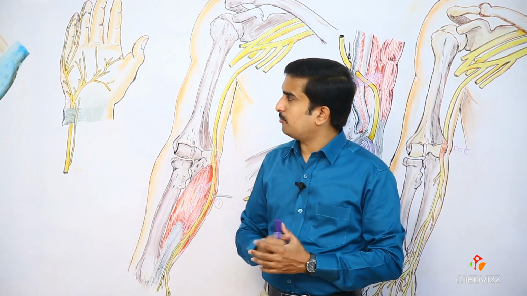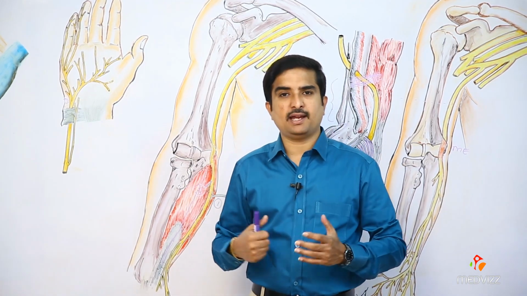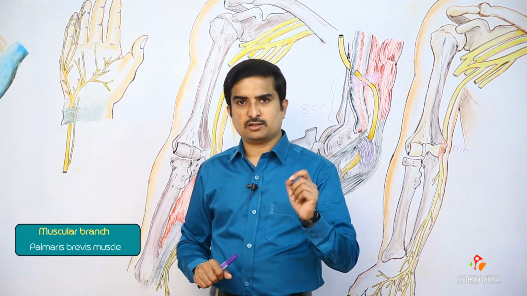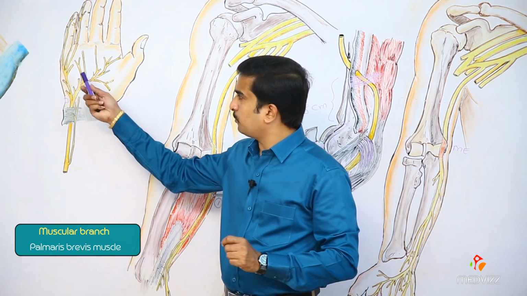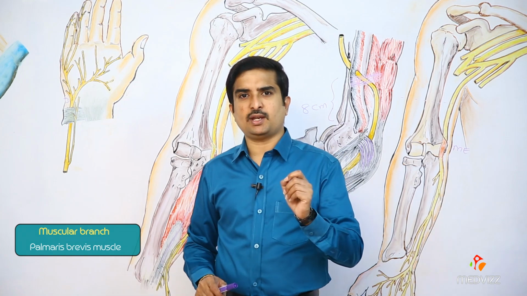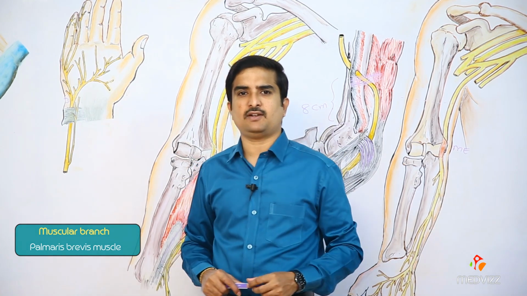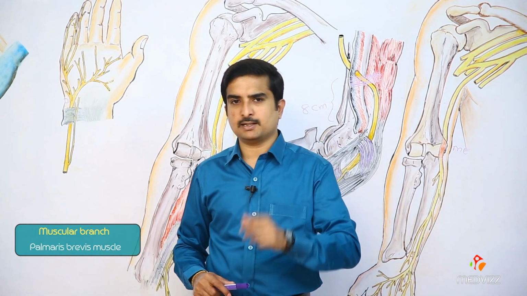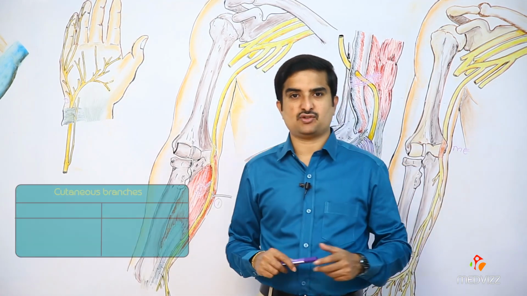So what are the muscular branches given off by the superficial branch? It only supplies the palmaris brevis muscle. So it only supplies one muscle. The superficial branch is chiefly cutaneous, but it also has some motor activity because it is supplying one muscle, that is the palmaris brevis muscle. And what are the cutaneous branches?